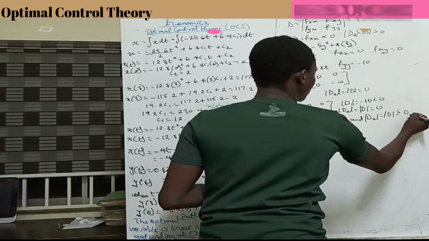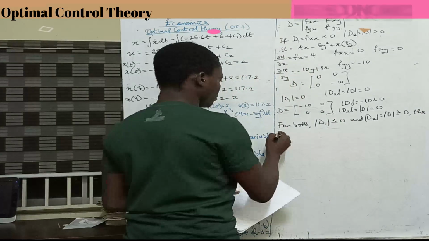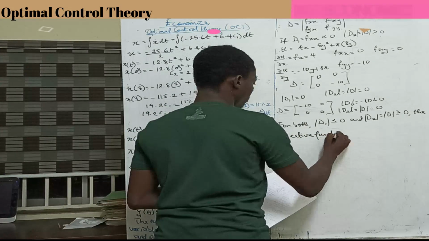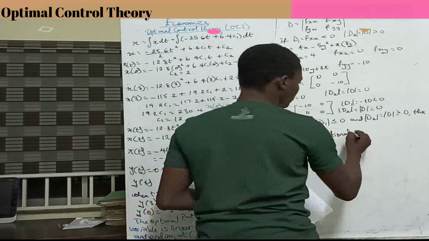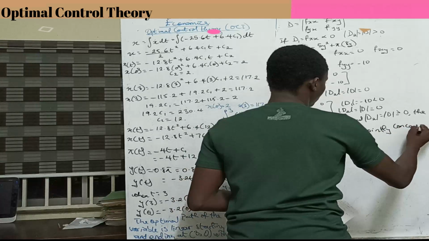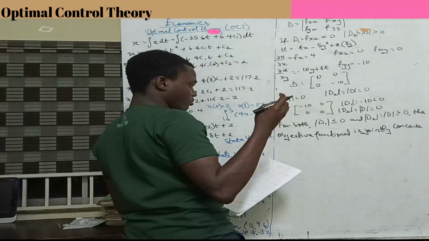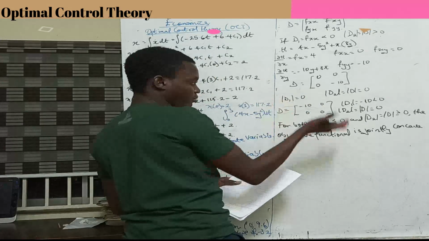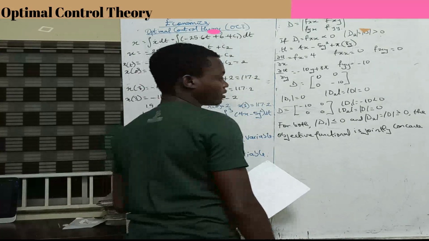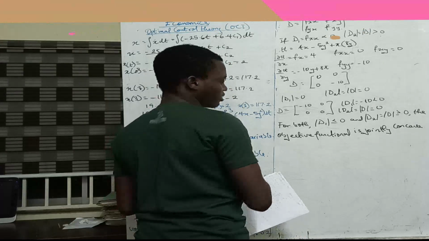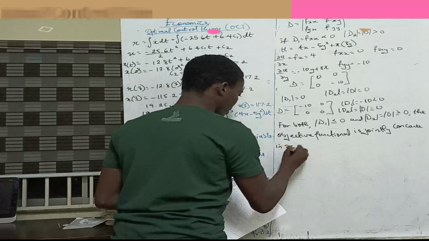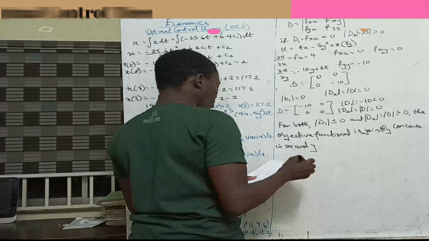So the objective functional is jointly concave. So that's just the change in conclusions. When we're doing calculus of variations, this would have been simply concave, instead of strictly concave. But what we have here is jointly concave in x and y. So you have to be careful with the conclusions.